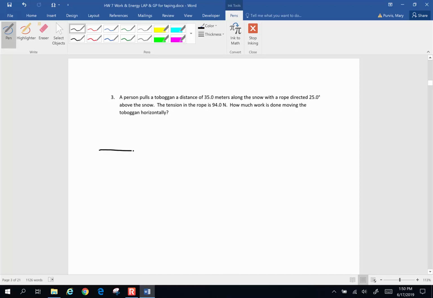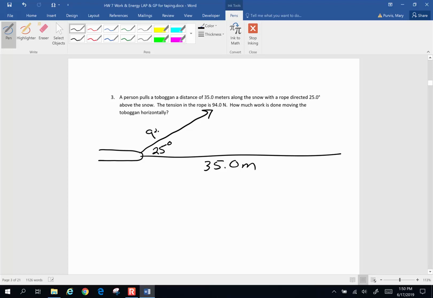So here is my toboggan. I'm pulling on the rope a distance of 35.0 meters. The angle is 25 degrees above the horizontal. Tension of the rope is 94.0 newtons. How much work is done in moving the toboggan horizontally?